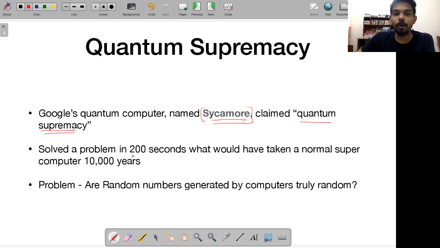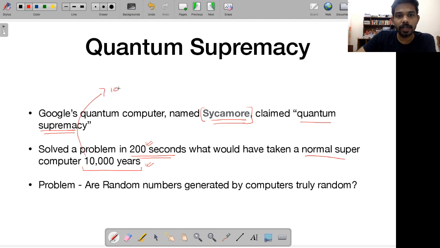It solved a problem in 200 seconds that would have taken a normal supercomputer 10,000 years. So imagine there is a mathematical problem. It would take the fastest supercomputer that we have on Earth 10,000 years to solve that particular problem. But this quantum computer has solved the same problem in just 200 seconds. Can you imagine what this means?